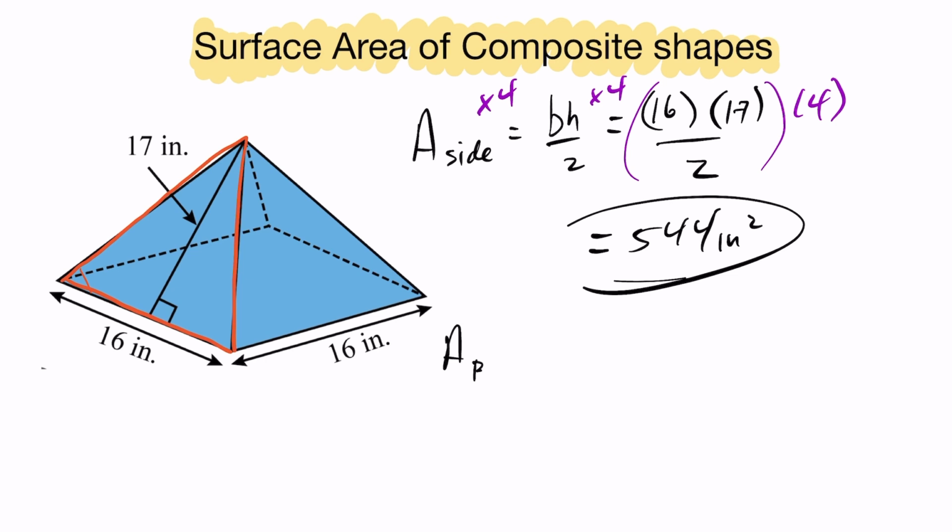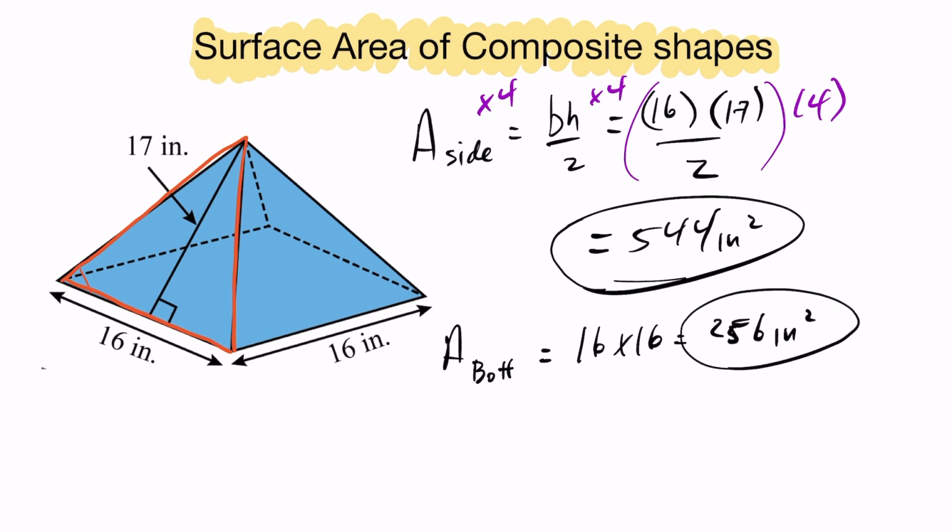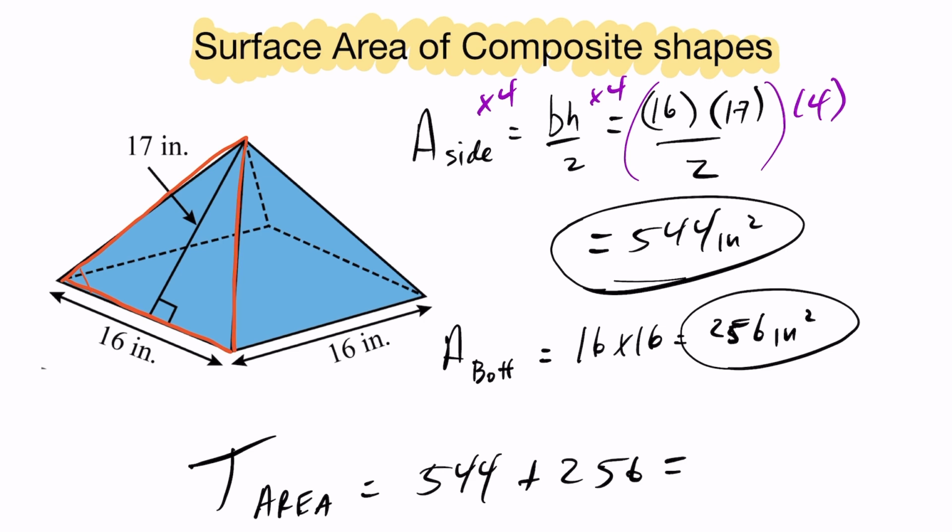We want to calculate the area of the bottom, because again, we're looking for our total surface area. The bottom is a square, that's 16 times 16. That's going to give us 256 inches squared. So with this basic shape, the total area is just the sum of the 544 plus the 256, which gives us 800 inches squared. So calculating the surface area is a combination of the area of a square and 4 triangles, all the exact same triangle. Adding them up, we have our total surface area.